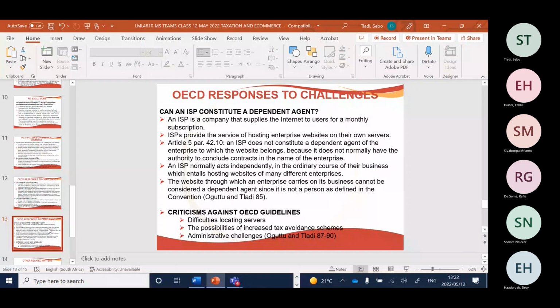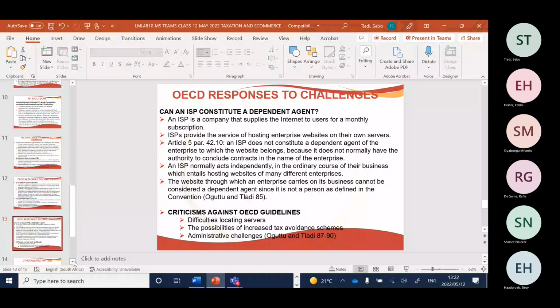You'll note in the Ogutu and Tladi article that there are other issues the authors are grappling with, but these ones you can just touch upon and look at. What is it that they are discussing? For instance, difficulties locating servers, the possibilities of increased tax avoidance schemes, and administrative challenges. You also note in the green paper that administrative challenges were highlighted. I think towards pages 45, 46, 47, you'll find those challenges.